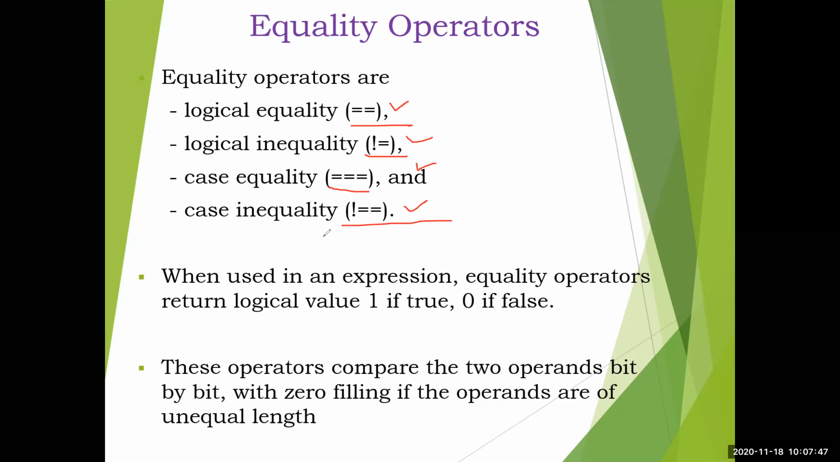When used in an expression, equality operators return logical value 1 if true and 0 if false. Same as logical and relational operators, this also will evaluate in terms of true or false, either 1 or 0. These operators compare the two operands bit by bit with 0 filling if the operands are of unequal length.